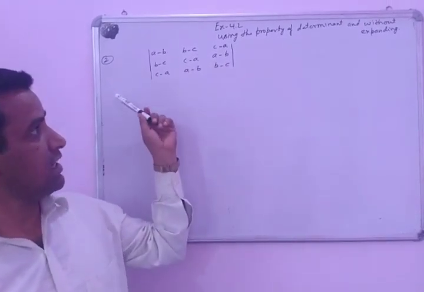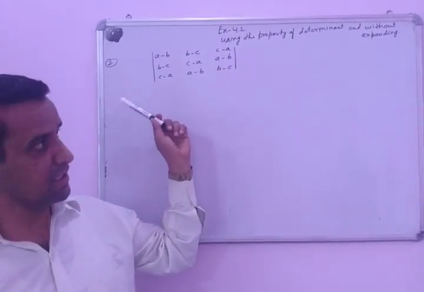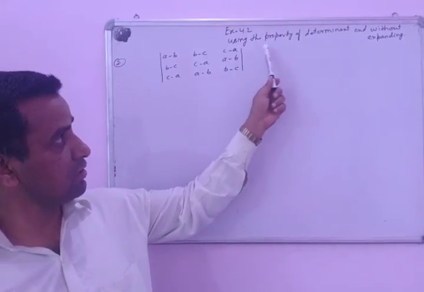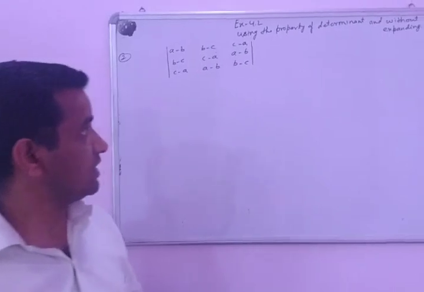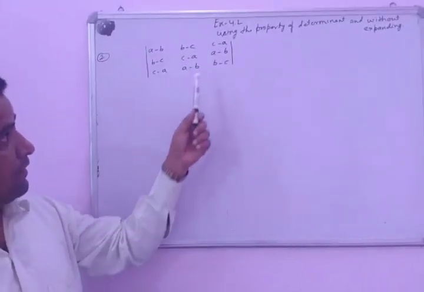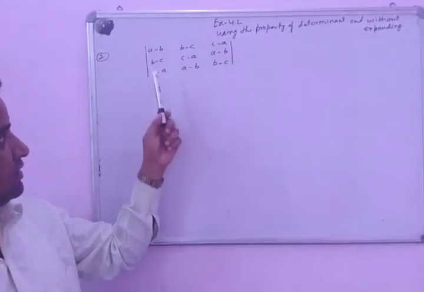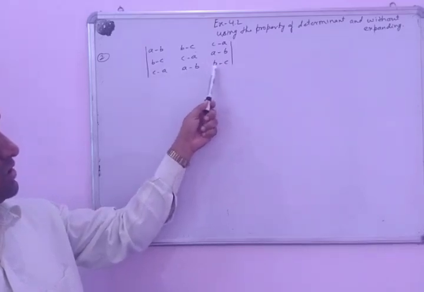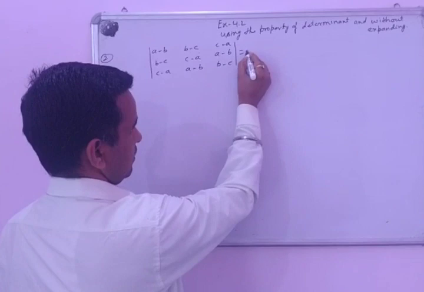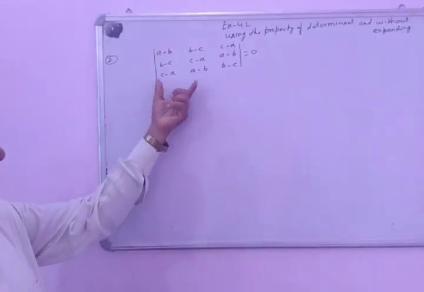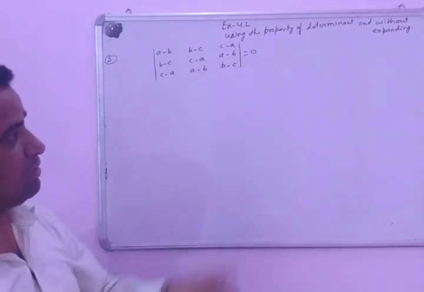Yes, question number 2. I am taking NCERT question number 2. Same type of question: using property of determinant and without expanding, solve this question. Now observe this question here. These are columns C1, C2 and C3, and this equals 0. By what property will the value of the determinant be 0? This will be proved here.